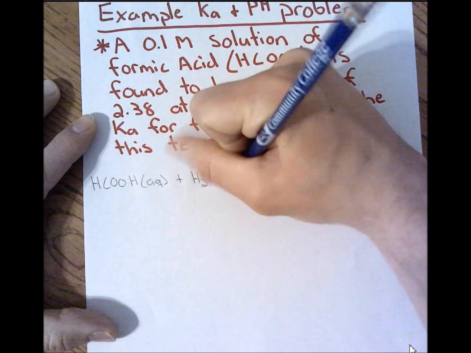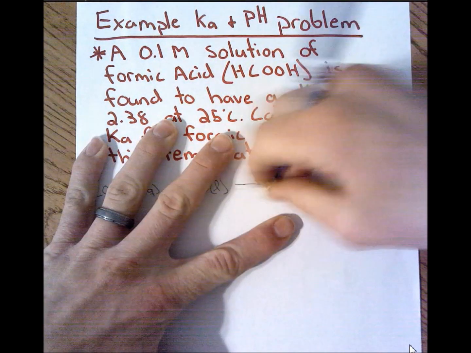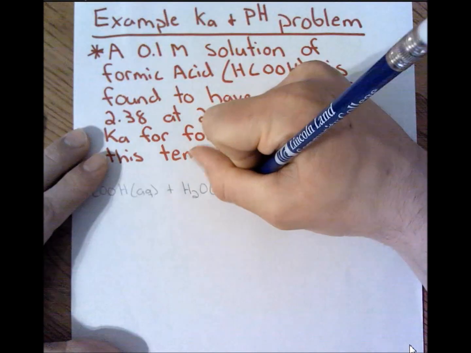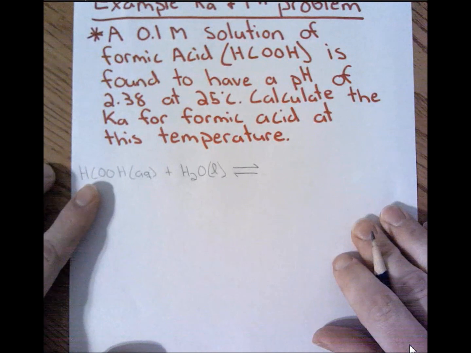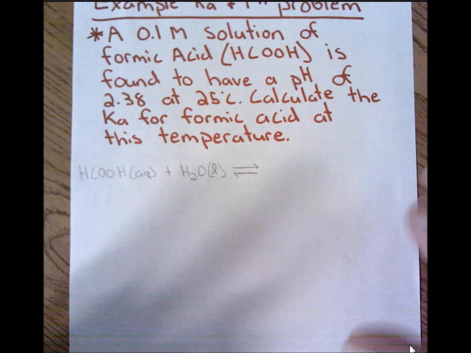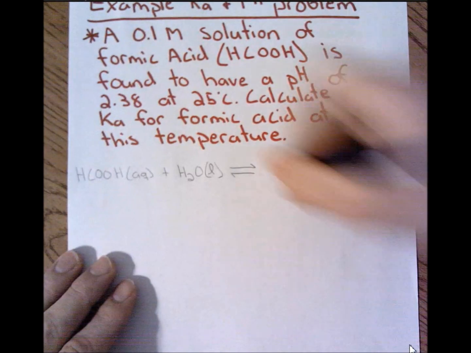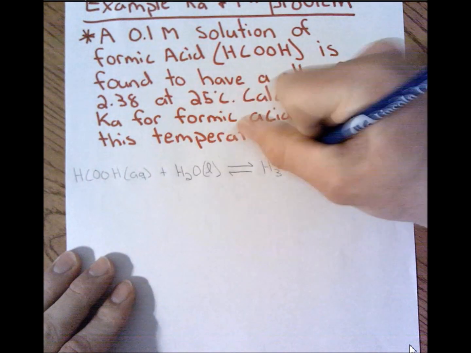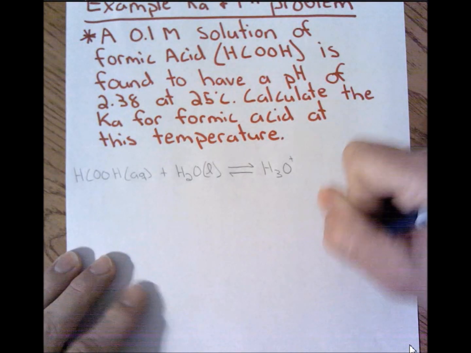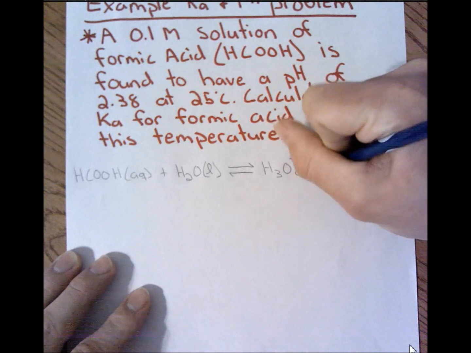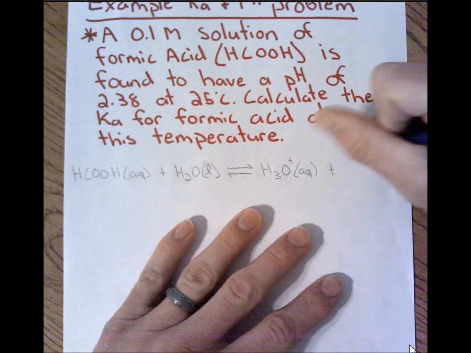One, it is not one of the 7 strong acids. And 2, we're dealing with Ka, so that should indicate 2 things. Hey, I have a weak acid. Now, this comes to equilibrium, and we get our hydronium concentration, H3O plus, and then we get just our formate ion, which is HCOO minus, and that is aqueous.